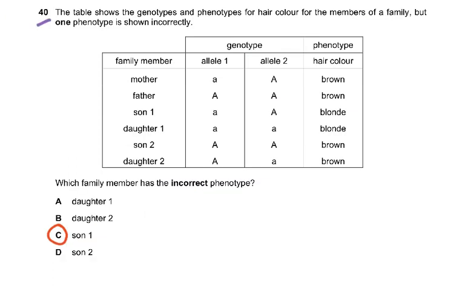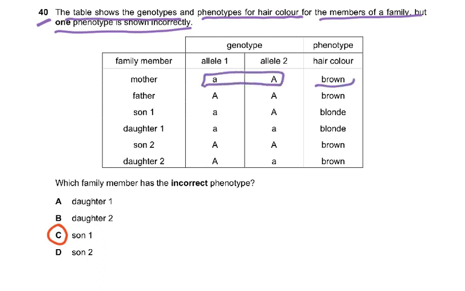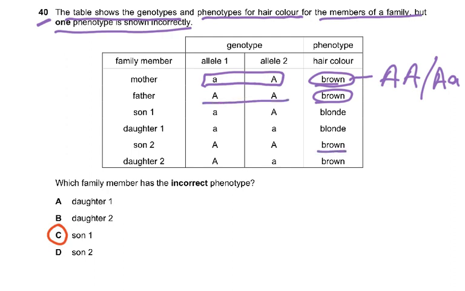Now an easy question, 40. The table shows the genotypes and phenotypes for hair color for the members of the family, but one phenotype is shown incorrectly. Now let's look at the mother. Mother is big A, small a, and she's brown. So that means brown is either big A, big A or big A, small a. So let's look at all the browns. Browns are big A, big A, another brown, big A, big A, and brown, big A, small a.